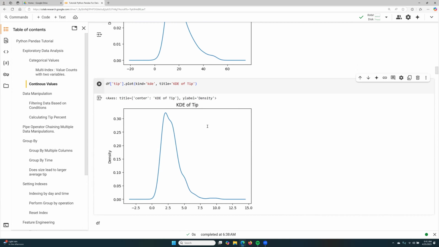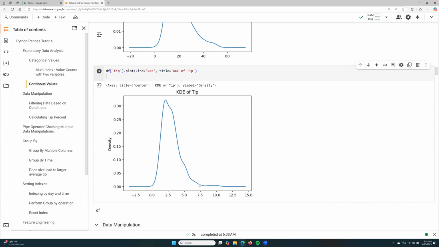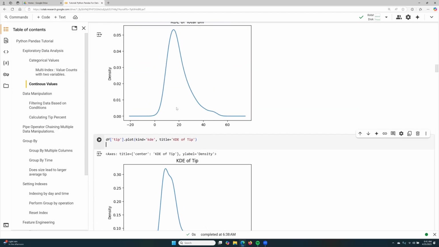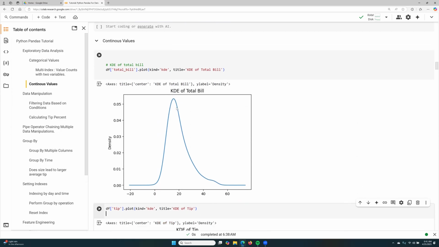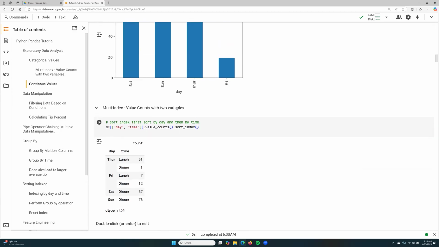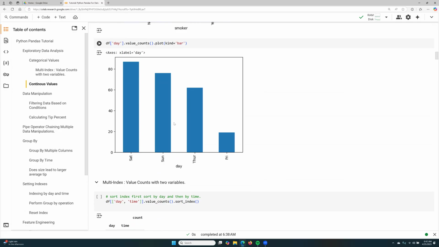Now we could do it for tip as well. Okay, and we see that most of it falls around 2.5, right? Again, there's a kink here, and then it flattens out to 0. Okay, and obviously we can't have negative tips here. So that's a kernel density, and it's used mostly for continuous or numerical values, whereas in categorical, the values are discrete. Okay, we count them.